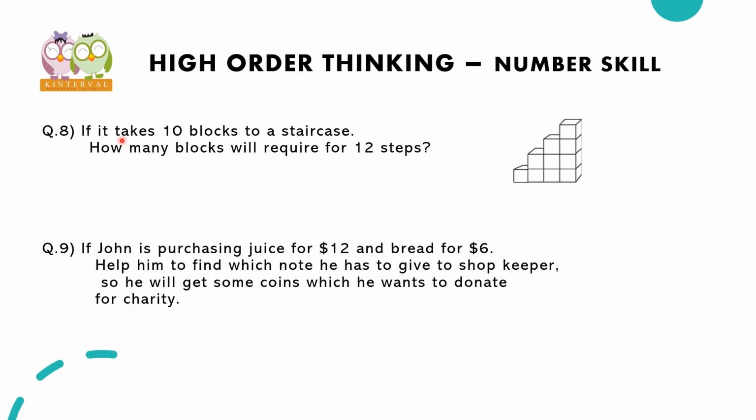Now here they have given you, if it takes 10 blocks to make a staircase, which is already given over here, with 4 steps, how many blocks will be required for 12 steps? So they've given you 4 steps here. Each step has one more block if we go from top to down. So we can assume that the 12th step, which is at the bottom over here, will have 12 blocks, and above that it will go to 11 and then 10 and then 9 and so on till we reach 1 over here. So if you have to make 12 steps, it's one block added every time downwards.